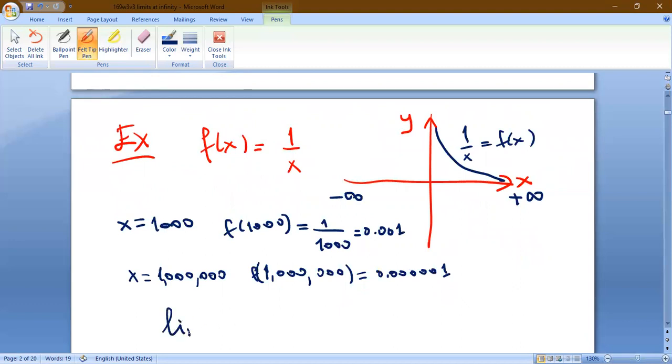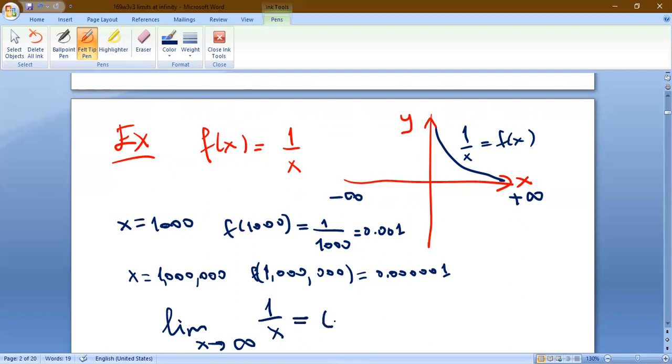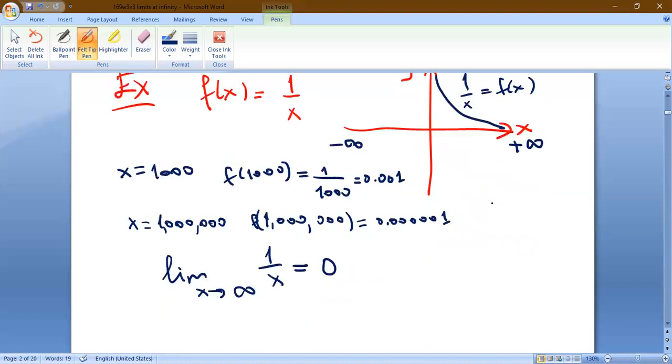So we say the limit as x goes to infinity, because we can choose bigger x's than these. We can choose 1 billion, 1 trillion, 1 quadrillion. We can go bigger and bigger. And in that case, the function 1 over x will be getting smaller and smaller values. As you see, it's getting closer and closer to zero. So we say the limit is zero, and you can see it from this graph also.